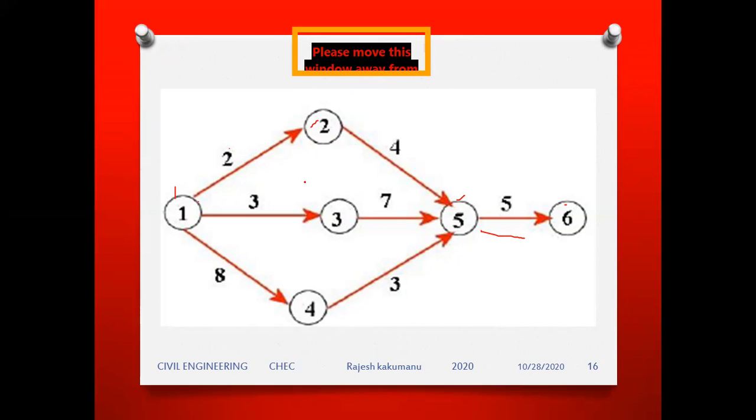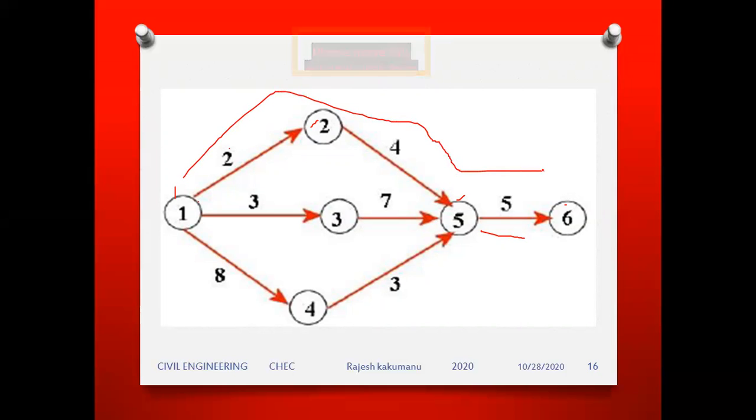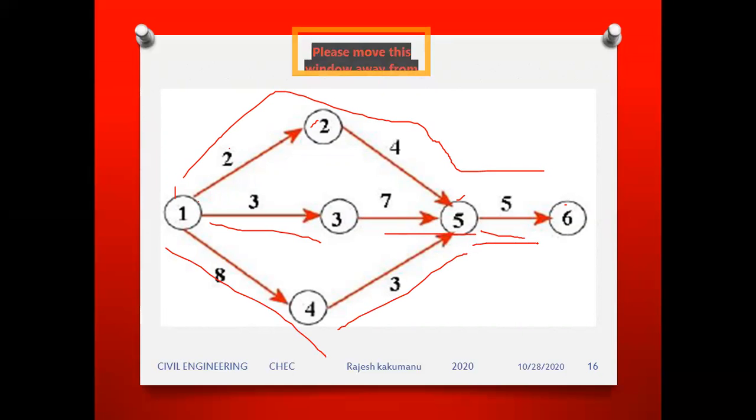Like this, from 1 to 6, how many ways do you have? The first option is 1, 2, 5, 6. The next option is 1, 3, 5, 6. The next option is 1, 4, 5, 6. So in total you have 3 solutions to move from 1 to 6, right? Now see what the critical path is here.